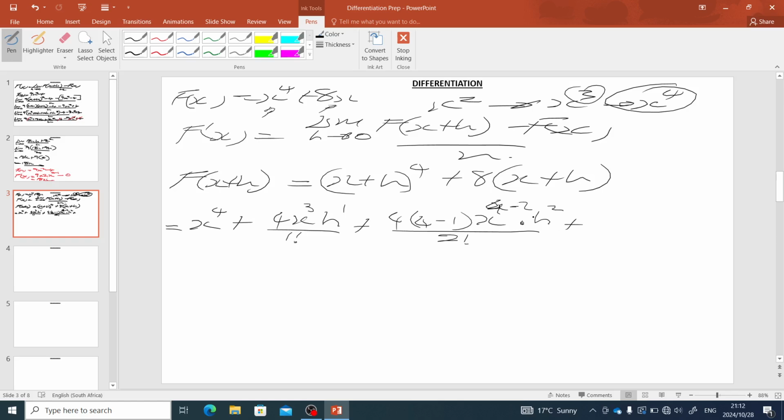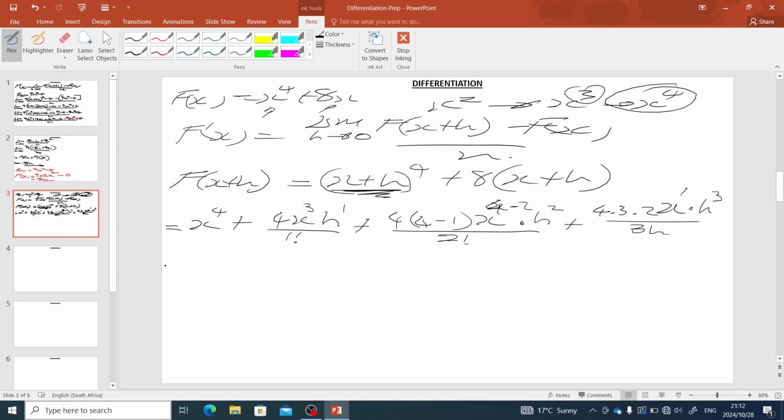1, 2, 3, the fourth one, it will be 4 multiplied by 3 multiplied by 2, then it will be x to the power 1 multiplied by h to the power 3 divided by 3 factorial. Now we are having 1, 2, 3, 4. We are still dealing with this one here. That's the one that wanted us to apply the binomial principle.